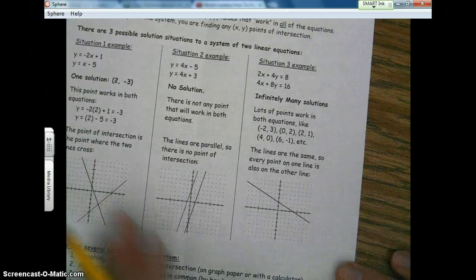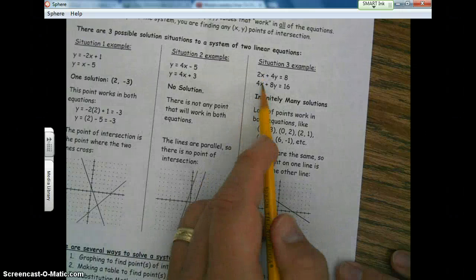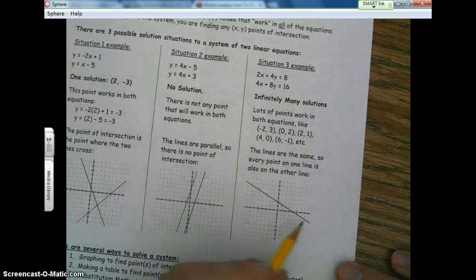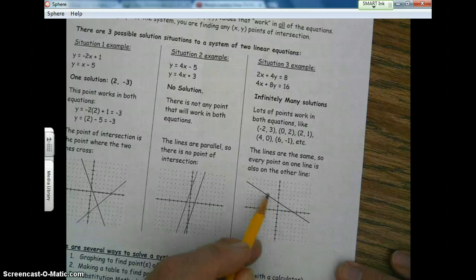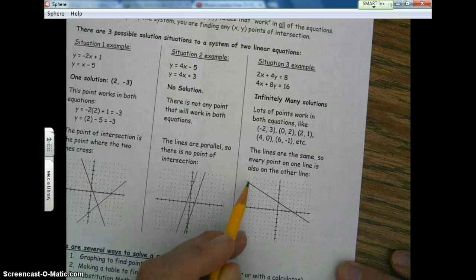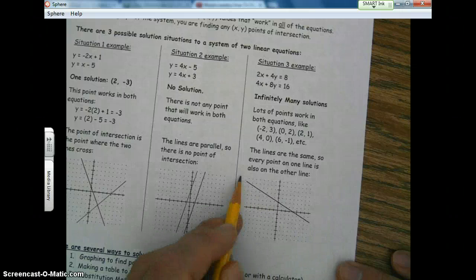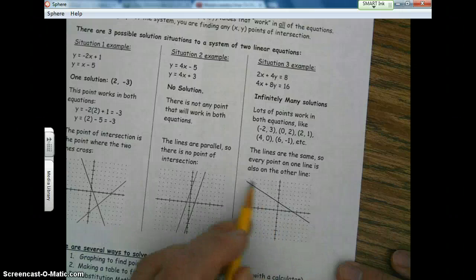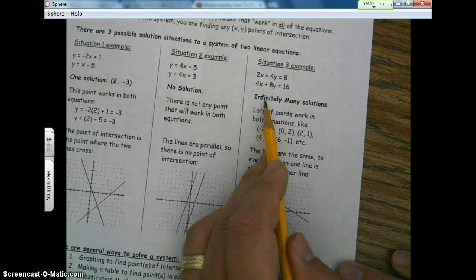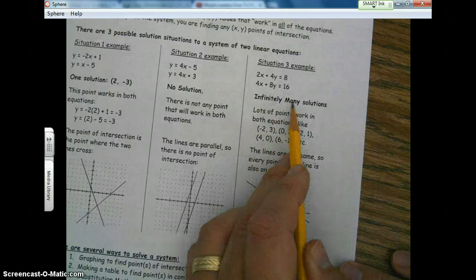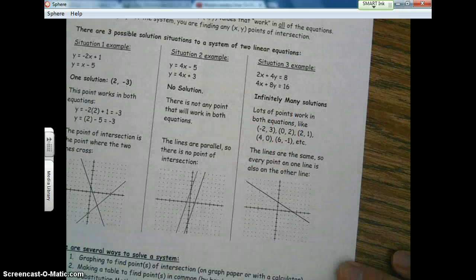Situation 3. This is where you have two equations, but you only see one line. That means that they're on top of each other. They're coinciding. And they're called coincidental lines. Since they touch in every point, the solution is infinitely many solutions.